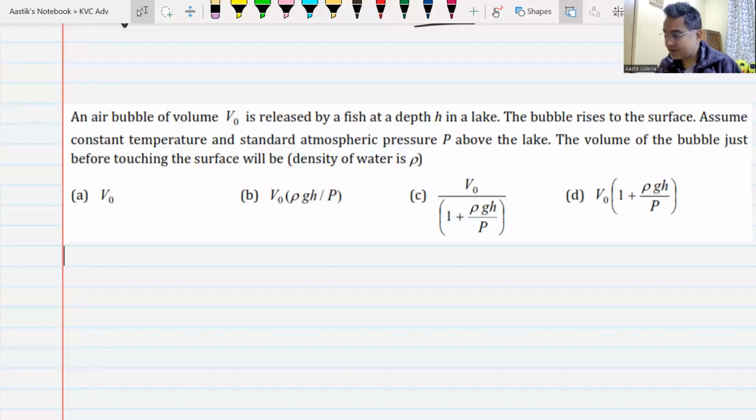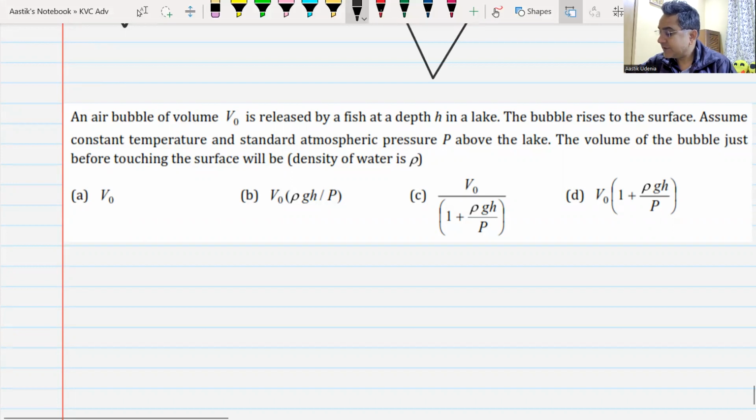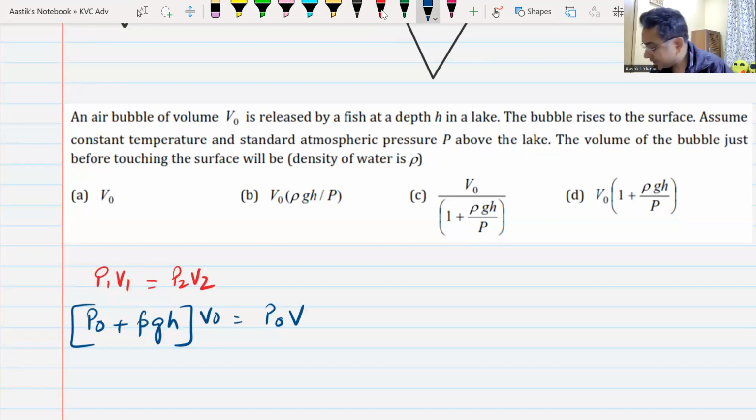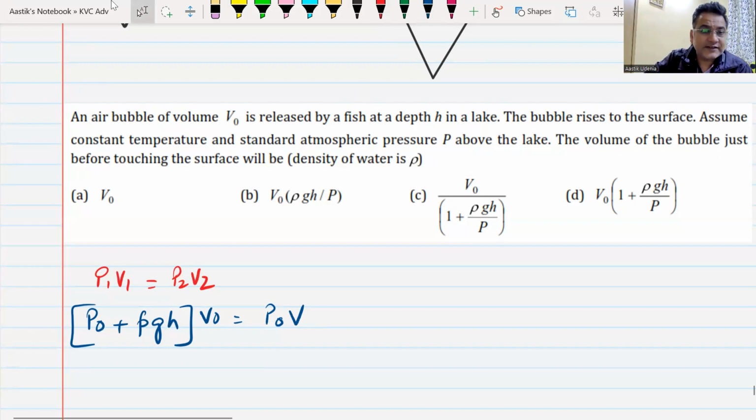Option D is the correct answer. So basically what you have to do, temperature is constant, so P1 V1 will be equal to P2 V2. Yes or no? Pressure at the bottom is P0 plus rho gh, into volume V0. On the top, pressure is P0, volume is V. You can straight away get the volume from here. So the volume will become more. Everyone understands this? Yes or no?